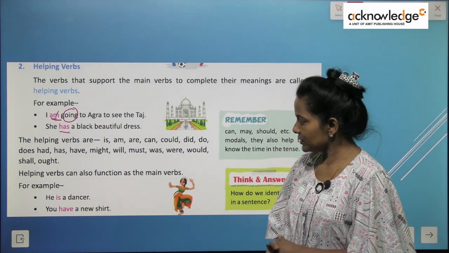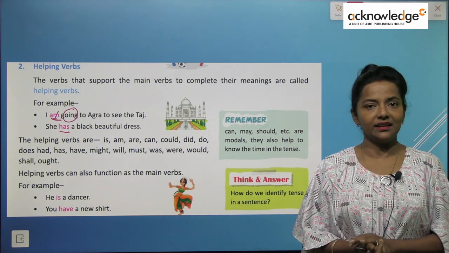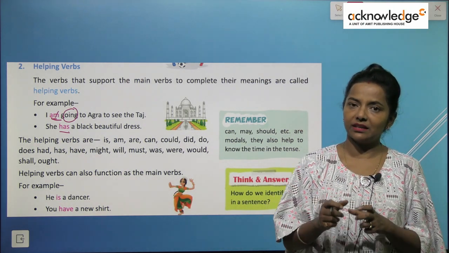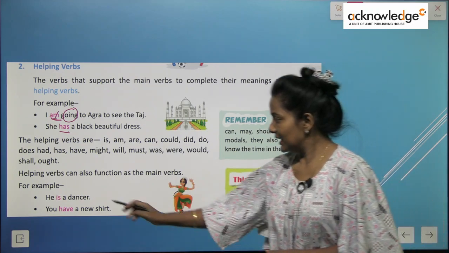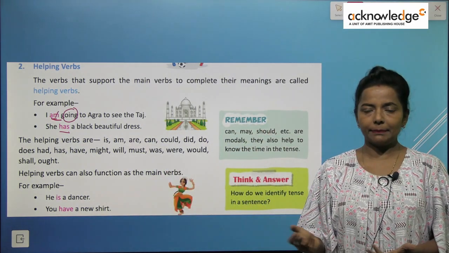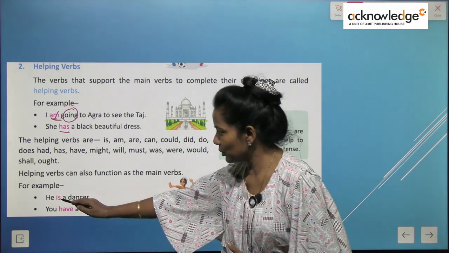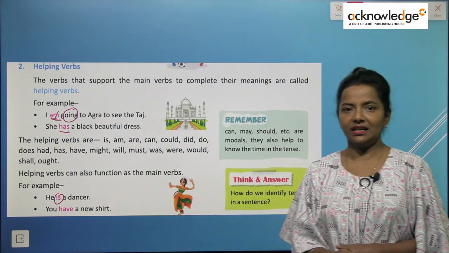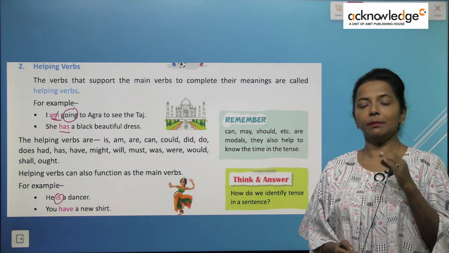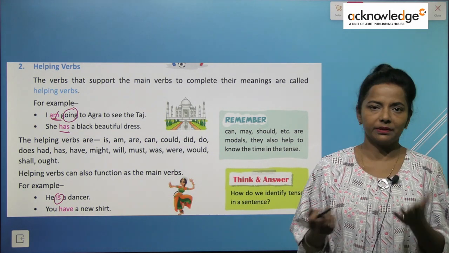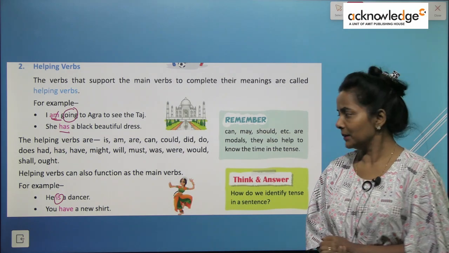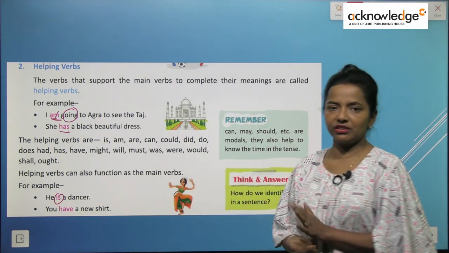हेल्पिंग वर्ब्स कैन ऑल्सो फंक्शन एज मेन वर्ब्स. अब कहीं कहीं हेल्पिंग वर्ब्स जो होते हैं वो मेन वर्ब की तरह भी वर्क करते हैं. ही इज अ डांसर. अब यहाँ पे और कोई मेन वर्ब तो है नहीं, तो इज जो हो गया यही मेन वर्ब है. इज हेल्पिंग वर्ब है वैसे तो, बट यहाँ पे इज ने मेन वर्ब की तरह काम किया है. ओके.